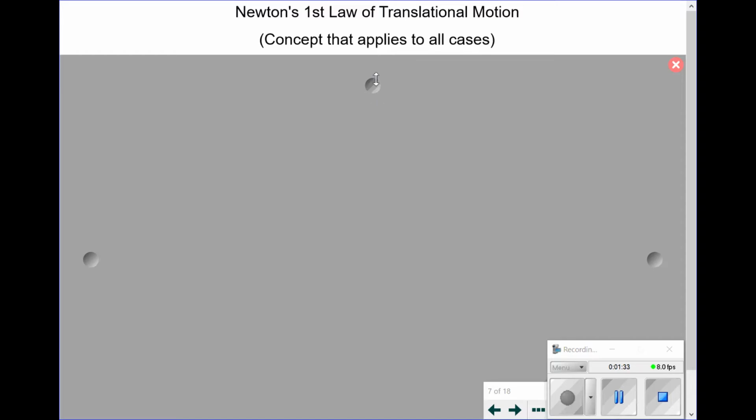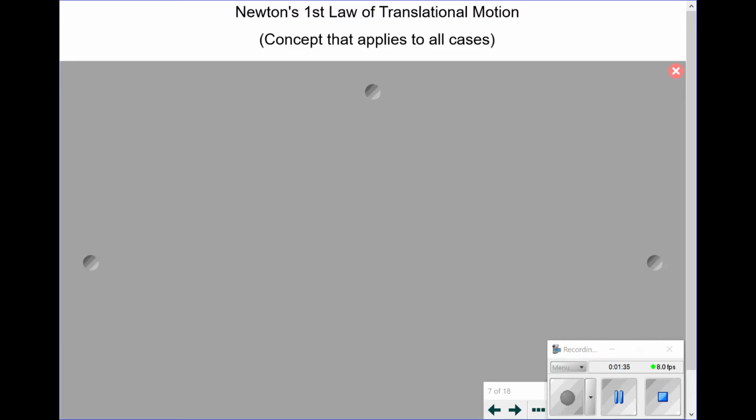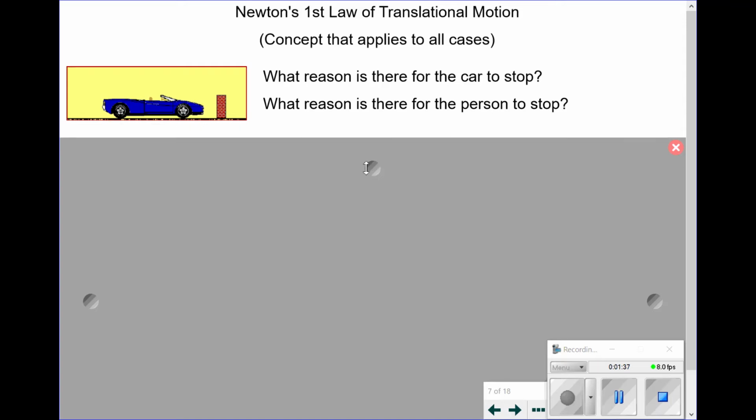So we're going to take a look at several different scenarios dealing with the first law of motion. The first one is a fairly classic scenario where we have a person in a car. The person is not wearing their seatbelt. The car is moving at a constant velocity until it hits a wall. Then all of a sudden, it looks like the person is thrown from the car. I want to focus on that term, thrown from the car. Is that really what's happening?